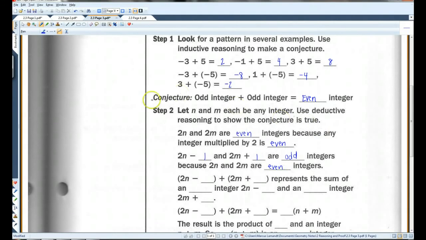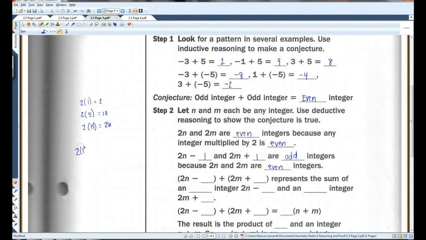So basically what this is saying, whatever n and m are, if you multiply it by 2, you're going to get an even number. If you plug in a 1, you're going to get 2. If you plug in 5, you're going to get 10. Plug in 13. No matter what number you plug in, you're going to get an even number. Likewise, if you subtract 1 or add 1, you're going to get an odd integer.